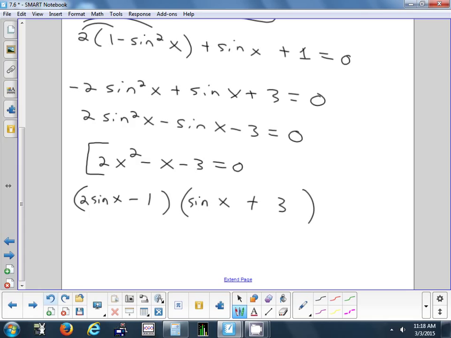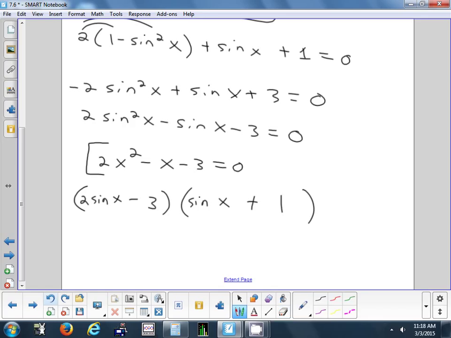Okay, I put it in the order that she said, 1 and 3. Let's see if it works. So we get 2 sine x times 3. That's 6 sine x minus 1 sine x. James, did that give me what I wanted in the middle? No. Let's try switching the 1 and the 3.